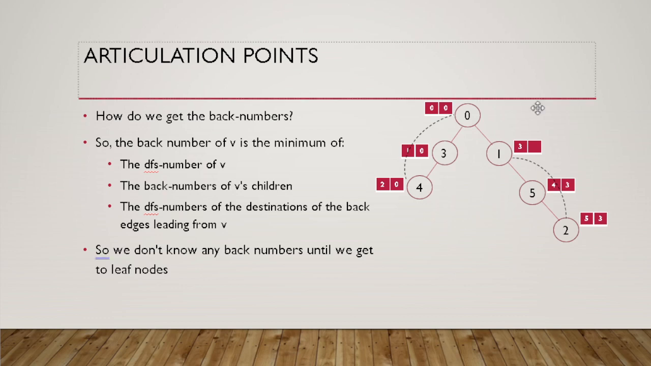And for vertex 1, we go through the same process. Its back number is the minimum of its own DFS number, which is 3, the back numbers of its children, it's got one child whose back number is 3, and the DFS numbers of the destinations of its back edges, and there are no back edges, so its back number is 3. Okay, so now we filled in all the back numbers.